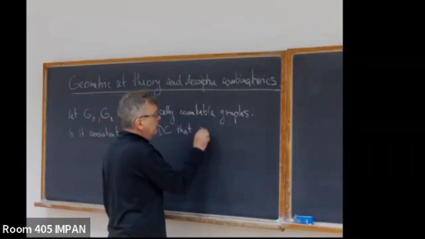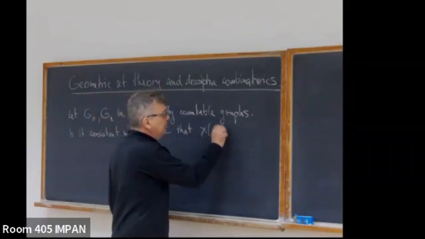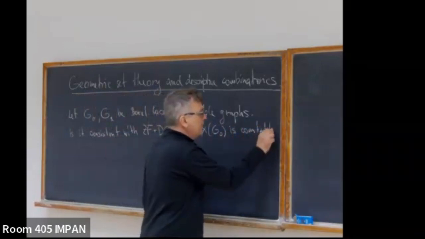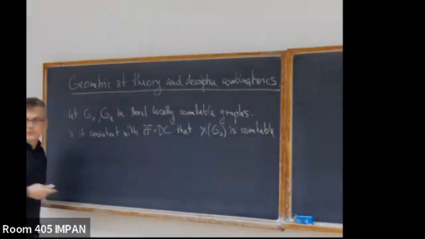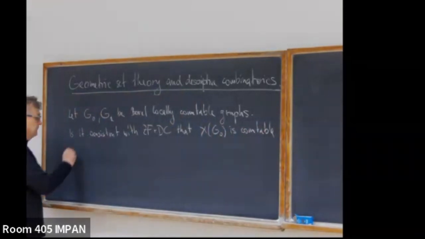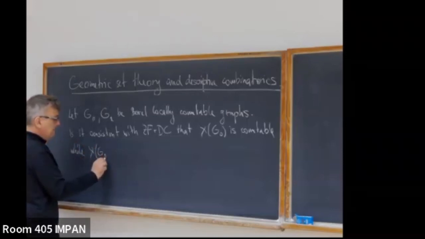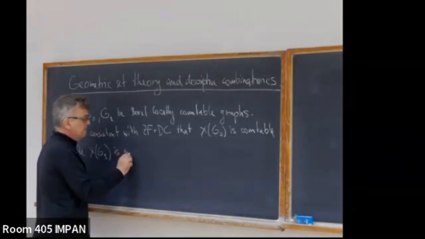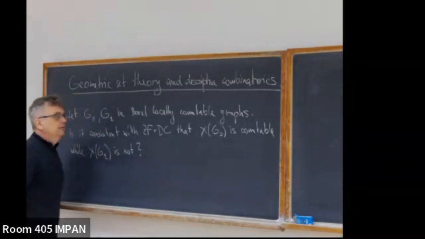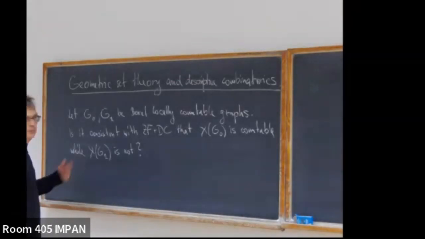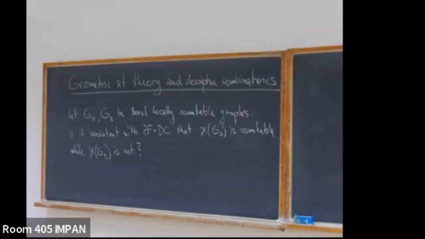The chromatic number of G0 is countable, while the chromatic number of G1 is not. Okay? But whatever method I'm going to develop doesn't pertain only to chromatic numbers. Chromatic numbers are just a popular and somewhat challenging thing.